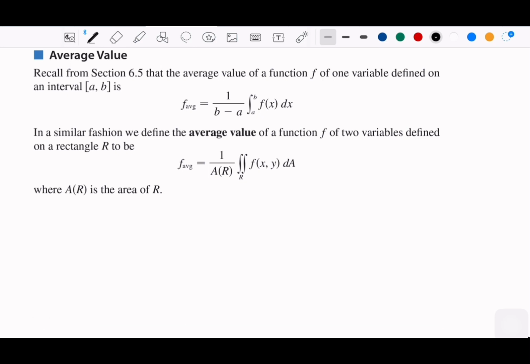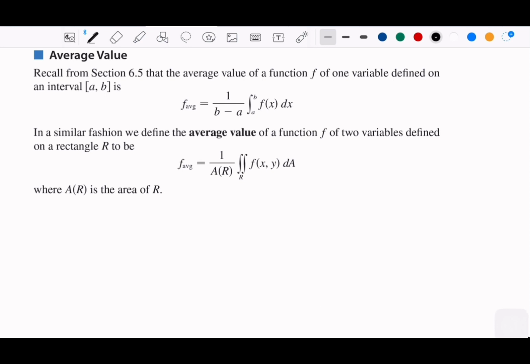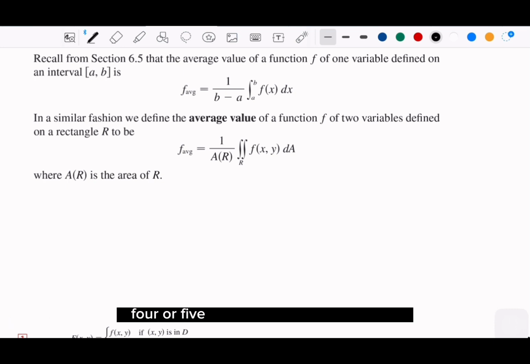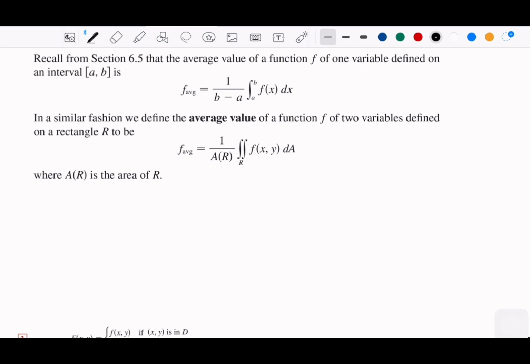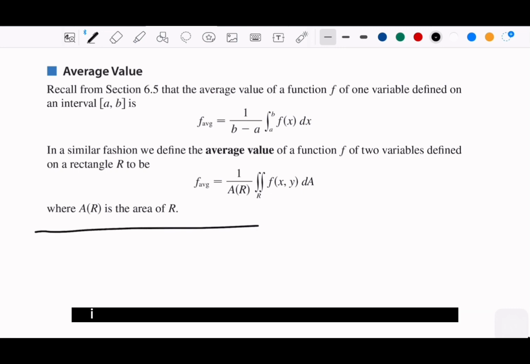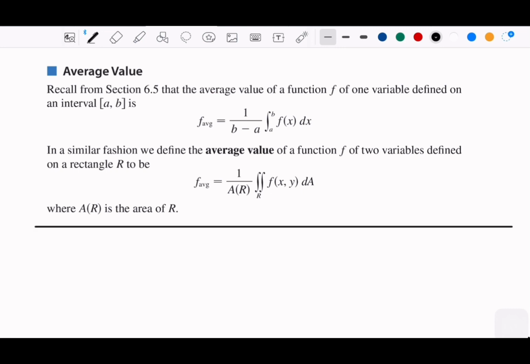So the first part is, I think, very short, not really long, but after 4 or 5, that will be a little bit longer. I think you just write the formula. Just write the formula.